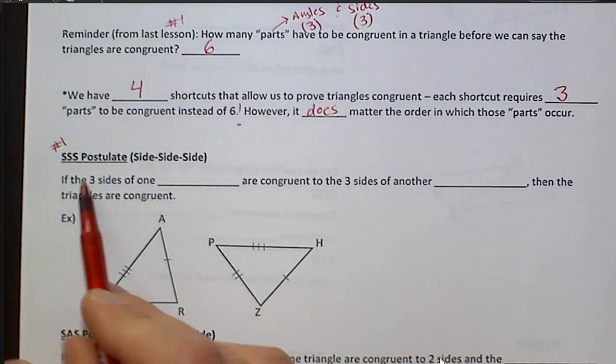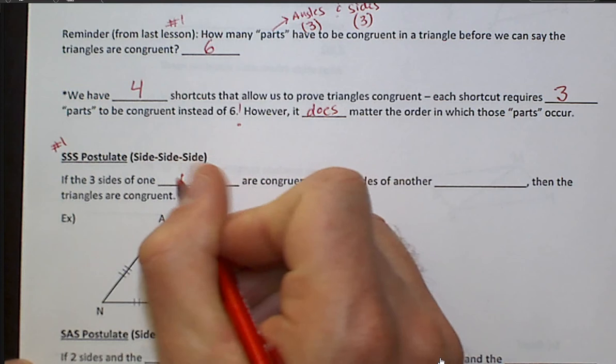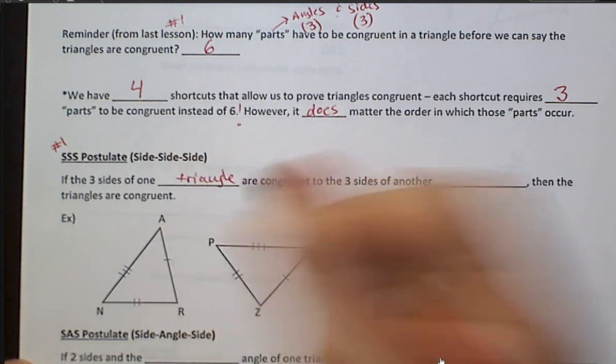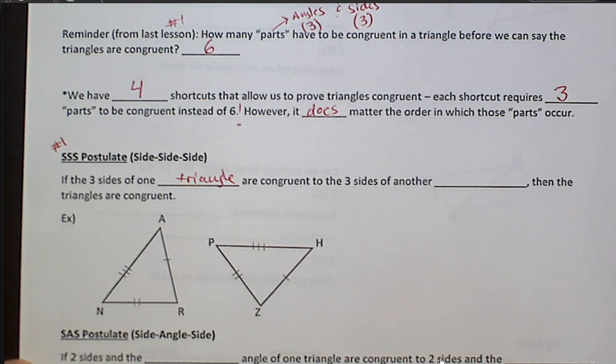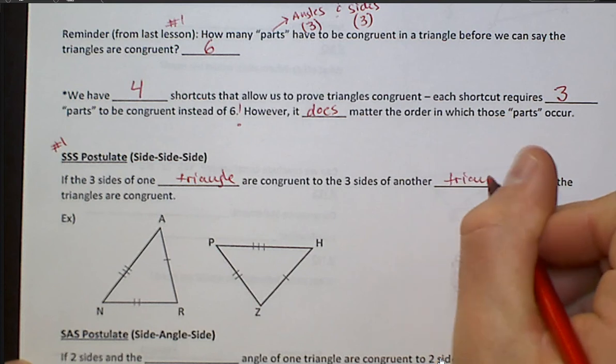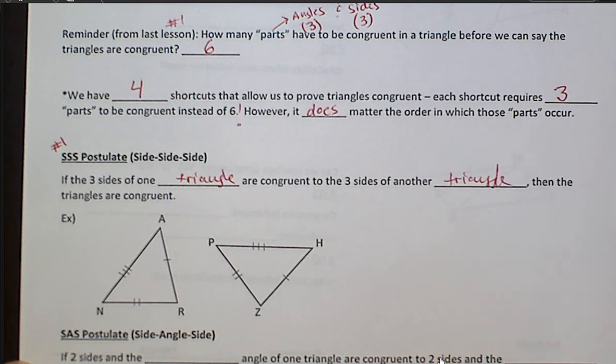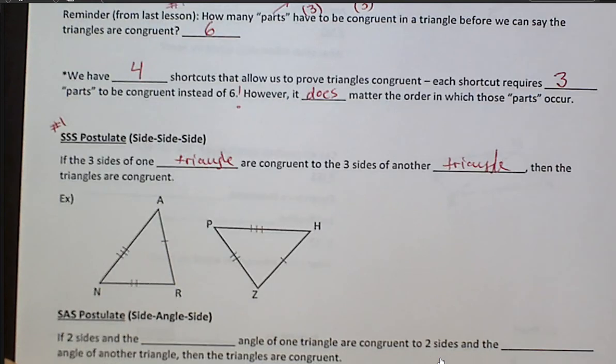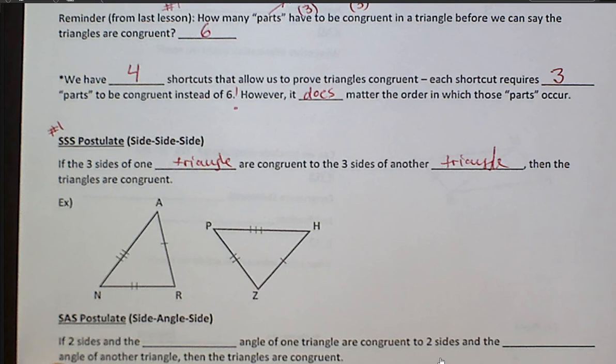If 3 sides of one triangle are congruent to 3 sides of another triangle, then those 2 triangles are congruent. If you look at this example right here, I have a picture of 2 triangles, and you can see the single tick mark, double tick mark, triple tick mark: all 3 sides of this triangle are congruent to all 3 sides of this triangle. Therefore, those triangles are congruent by SSS.